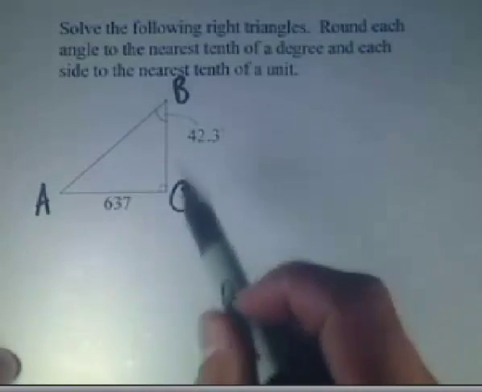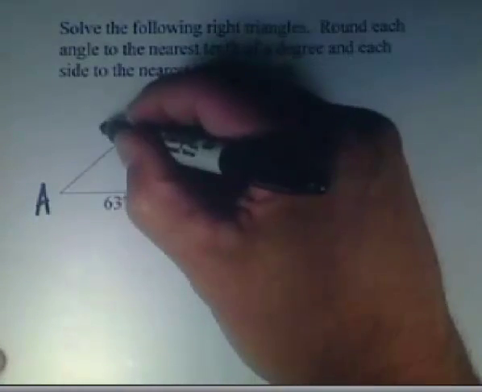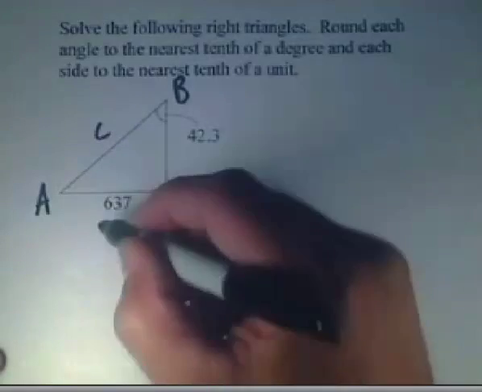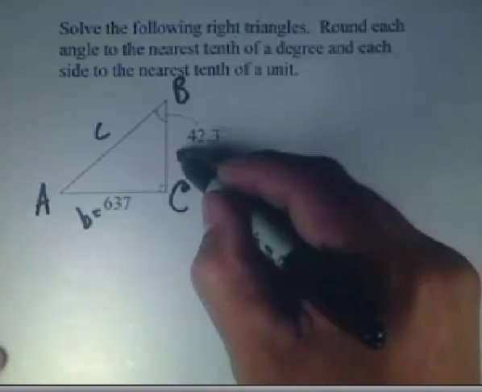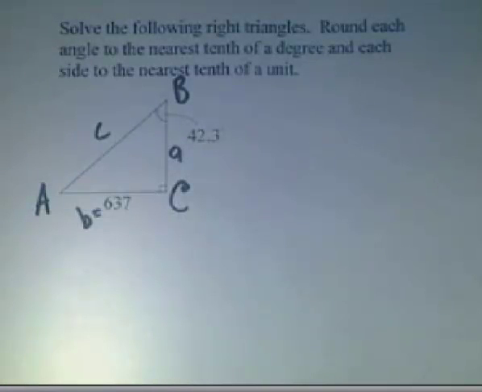The sides opposite those angles will be lowercase. This will be lowercase c. 637 in this case will be labeled lowercase b, and our job is to find lowercase a in a moment. All right, let's start with the angles.